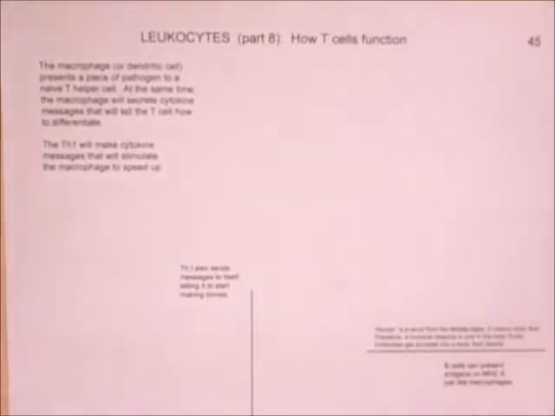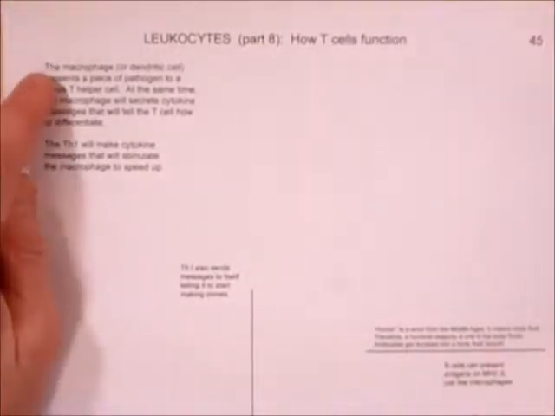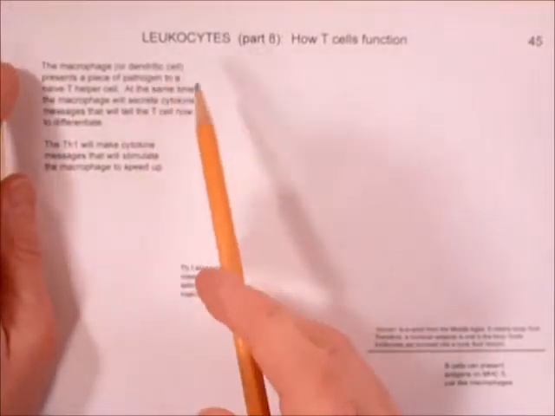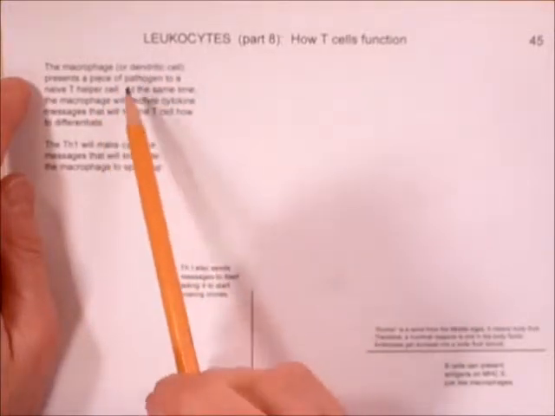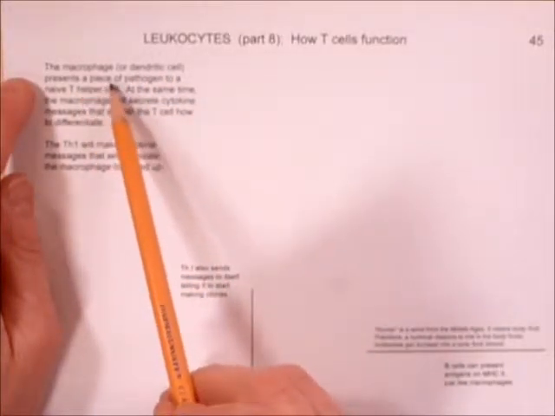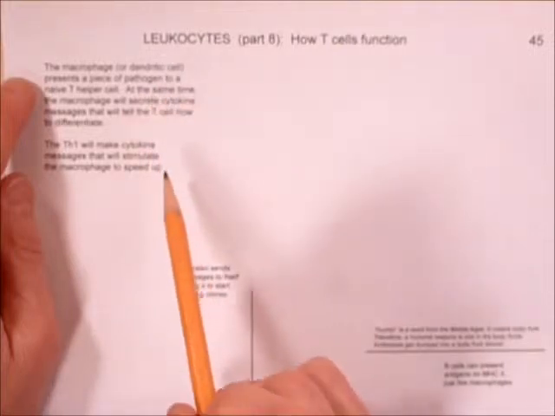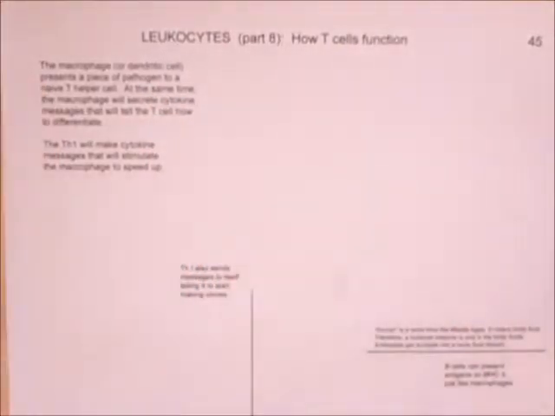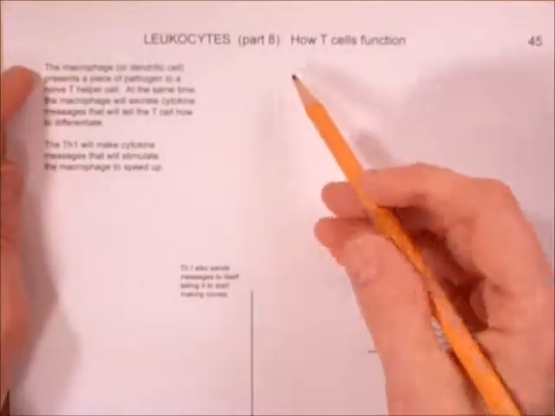Okay, so it says here, the macrophage, or a dendritic cell, but we're going to draw a macrophage here, presents a piece of pathogen to a naive T helper cell. At the same time, the macrophage will secrete cytokine messages that will enter the T cell and tell it how to differentiate. So right here, we're going to need a macrophage.